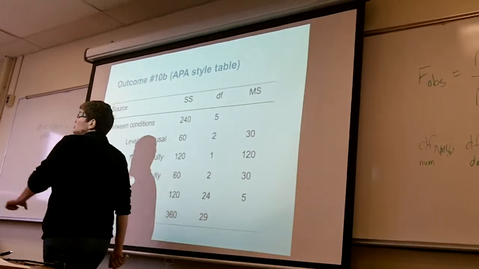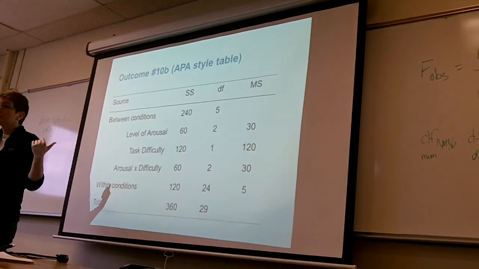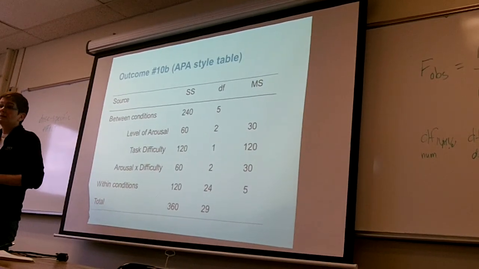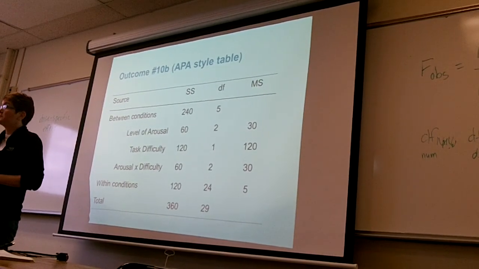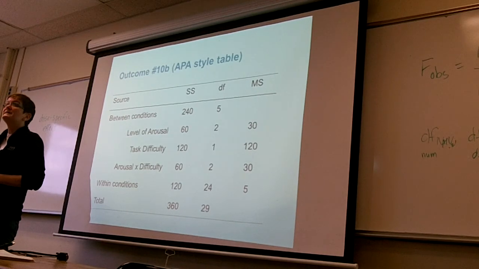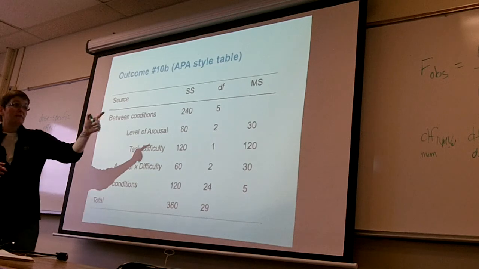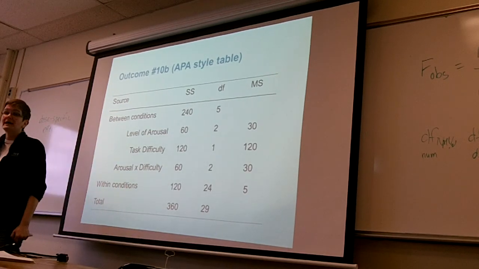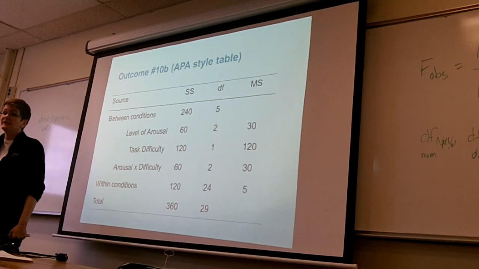So I won't ever make you generate a table like this, but I do expect you to be able to use one to calculate F observed and to identify the appropriate value of F critical. And with this information, you could also do eta squared for each one of those. You can figure out effect size.